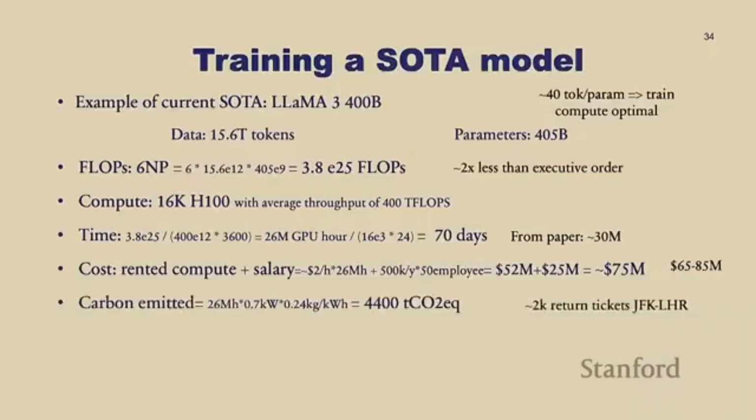Carbon emitted: a lot of people might ask, because cost is not the only thing that is important. So I did the computation. It's around 4,000 tons of CO2 equivalent. That is actually only 2,000 return tickets from JFK to London. So right now, carbon emitted is, I mean, huge, but it's not meaningful yet. I think in maybe GPT-6, GPT-7, once you multiply this by 100, that might become a real issue. Right now, it's still not, I think, an issue in the grand scheme of things.